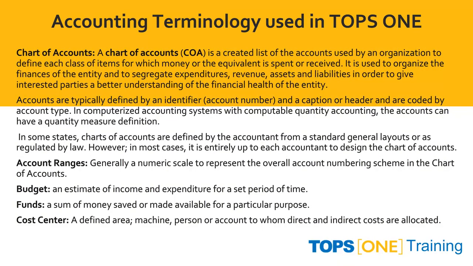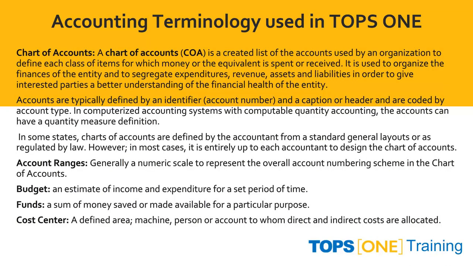The chart of accounts is a created list of the accounts used by an organization to define each class of items for which money or the equivalent is spent or received. It is used to organize the finances of the entity and to segregate expenditures, revenue, assets, and liabilities in order to give interested parties a better understanding of the financial health of the entity itself. Account ranges, generally a numeric scale to represent the overall account numbering scheme in the chart of accounts.